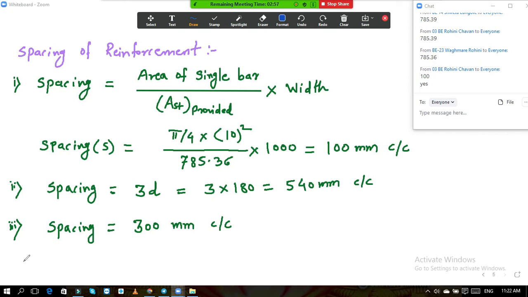So I will write here: provide 10 mm diameter bars at 100 mm center to center. So this is the main reinforcement. This is our main reinforcement. Then we will go for distribution steel.